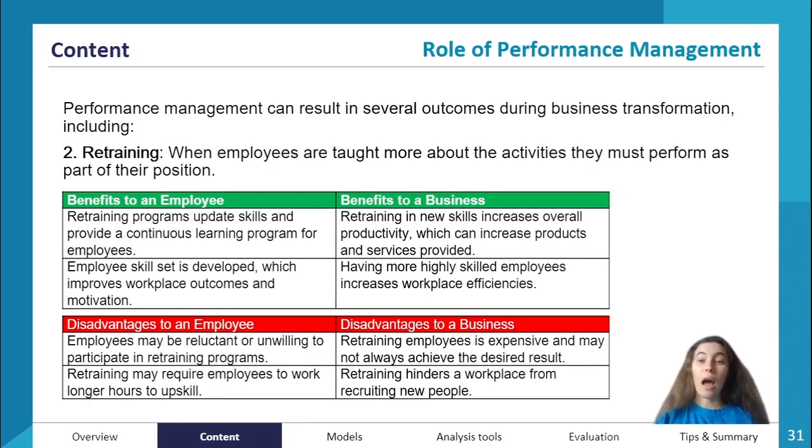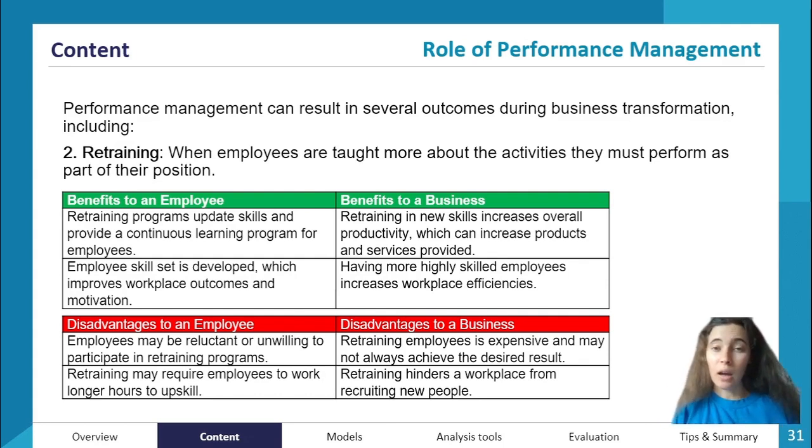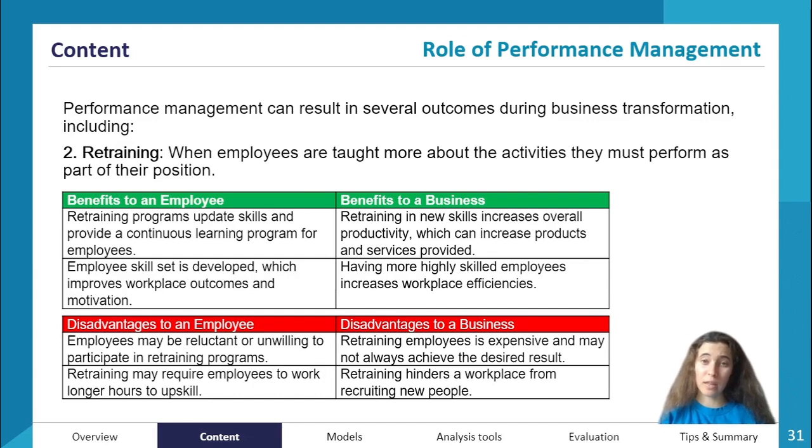So another outcome that could result from business transformation and performance management is retraining. So, when employees are taught more about the activities they need to perform as part of their job, that is retraining. So, this could also mean entirely new skills are necessary, or it could be that they just need more training on the existing things that they're already doing. So, that's going to depend on the business and what's happening in the market.